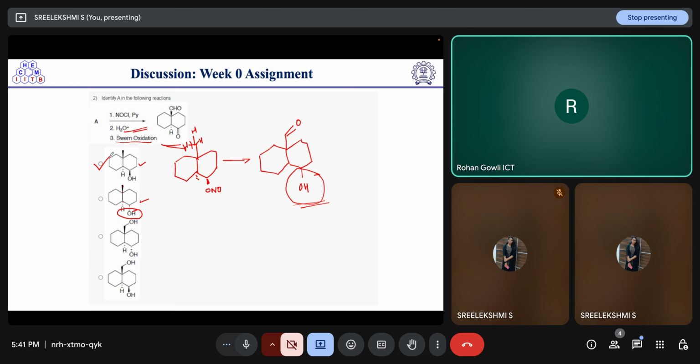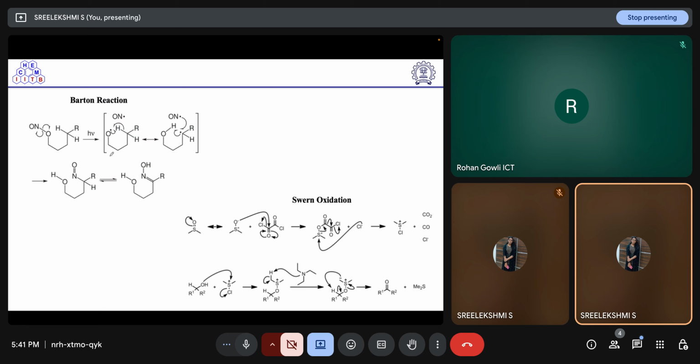Okay. So clear? Yes. Okay. So yeah, this is the mechanism of Swern oxidation. You can go through it if you want.